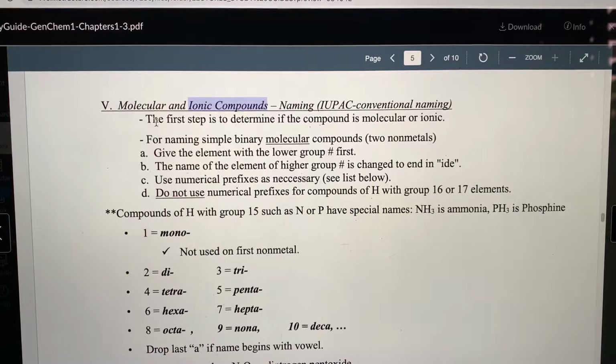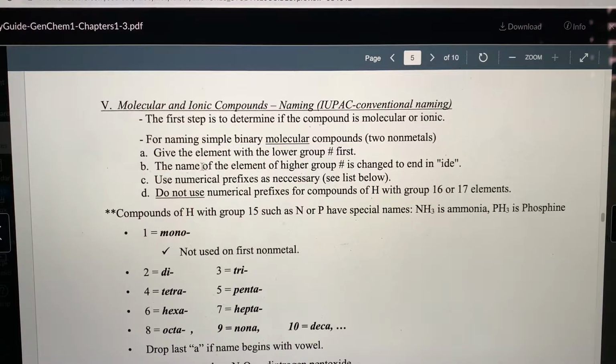We need to be able to identify what type. The quick way I would identify a molecular compound is by looking at the elements, and if it has two or more nonmetals, usually two. If we look at the binary compound, two nonmetals like carbon and oxygen, we know it is a molecular compound. We name the first one first. The lower group usually goes first, like carbon, group 14, and then oxygen, group 16, goes second.